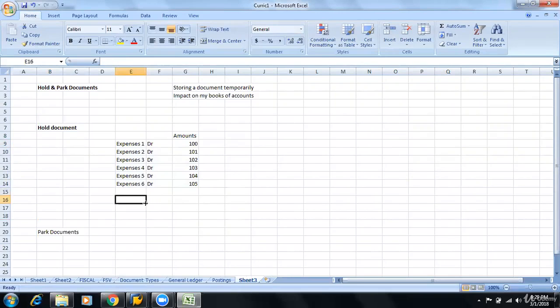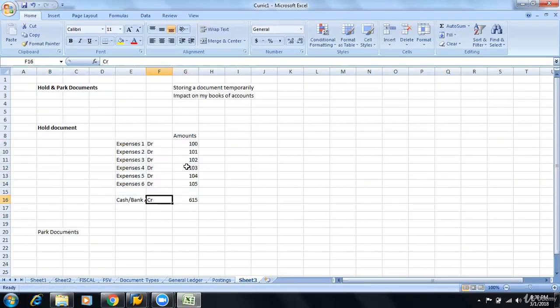And credit is one of my employees or my vendor, or you can even use cash or bank account. Credit, the total comes up to 615. This is a transaction to be posted by a user. Let me repeat. He's supposed to post expense debit to cash and bank credit.